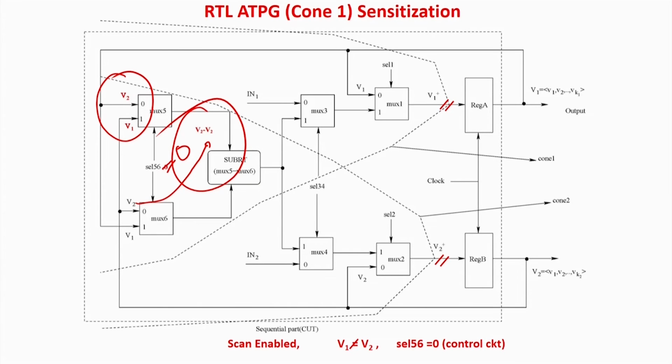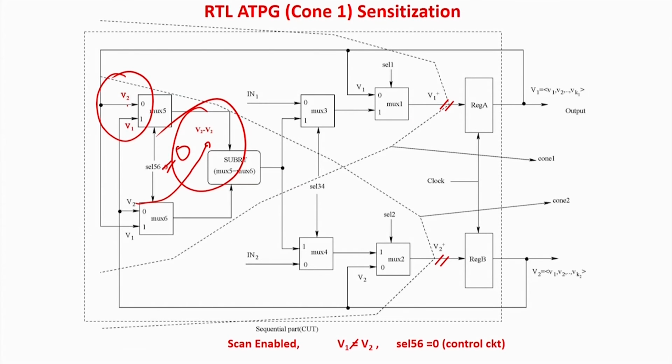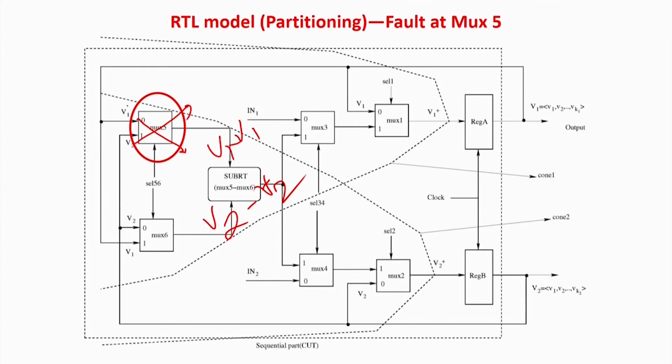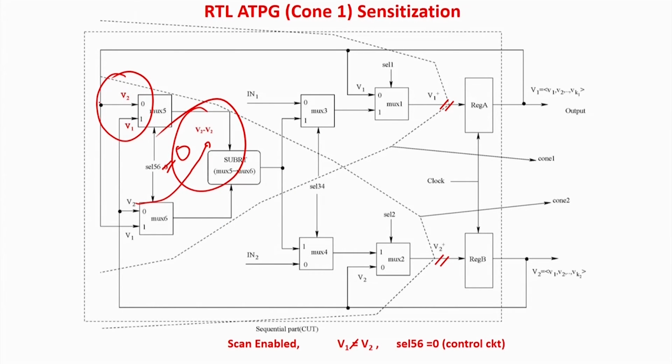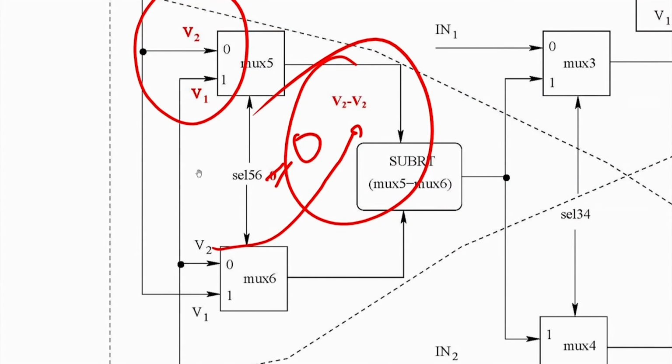So you are going to get the value V2 minus V2. In the normal case it is V1 and V2, but now it is swapped: this was V1 V2, and by swapping it has become V2 V1. So you are going to get V2 minus V2. In fact, you could have also taken select 5 6 equal to 1. In that case you would have got V1 minus V1. That is immaterial, you can take anything.